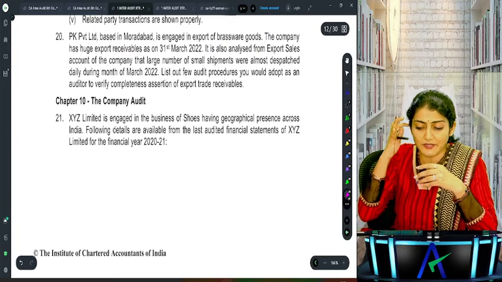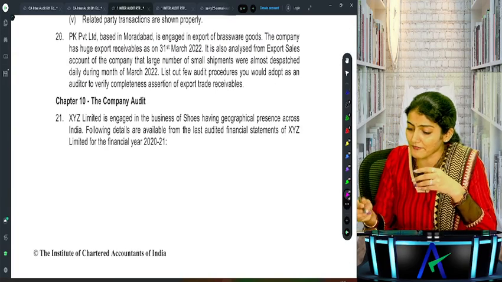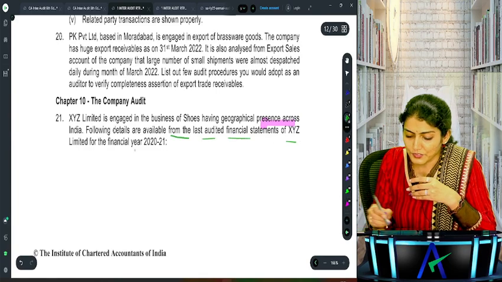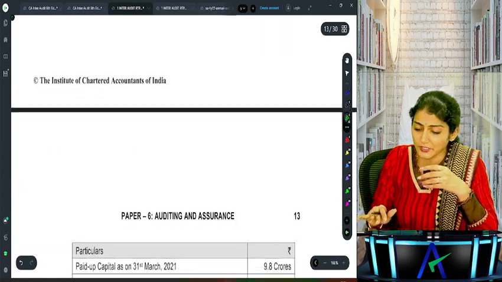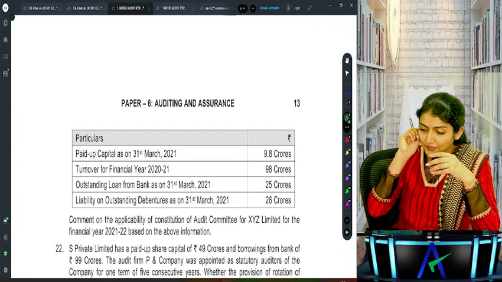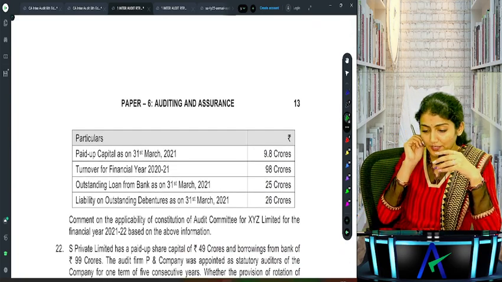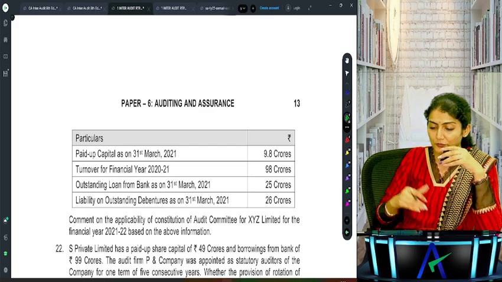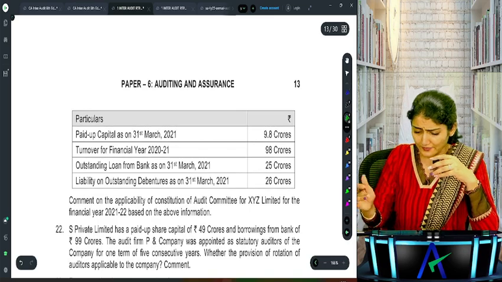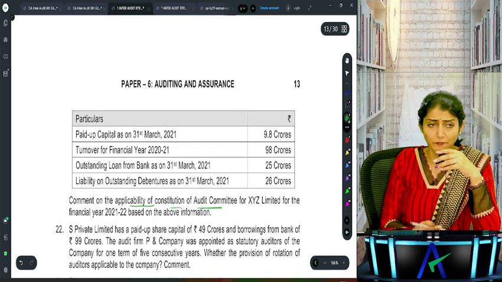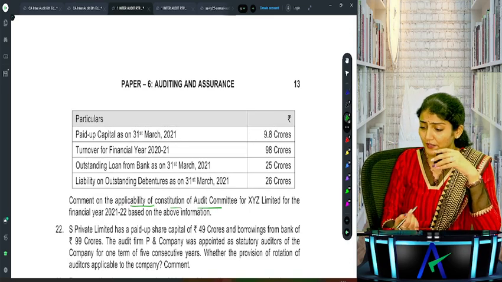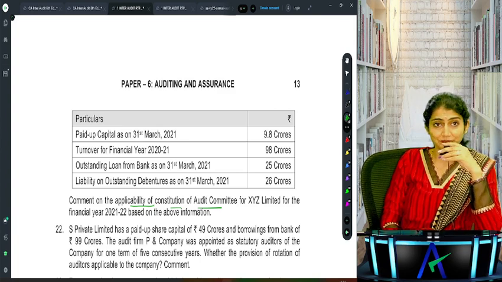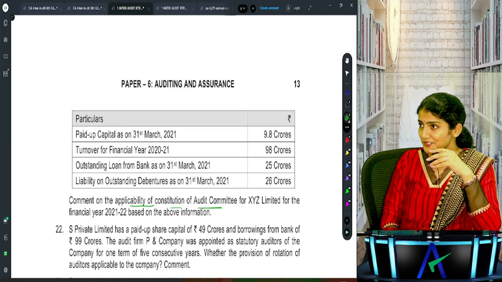So XYZ Limited is engaged in the business of shoes having geographical presence across India. Following details are available from the last audited financial statements for financial year 2021. Paid up capital 9.8 crore, turnover 98 crore, outstanding loan from bank 25 crore, list of liability of outstanding debenture 26 crore. Comment on the applicability of the constitution of audit committee for XYZ Limited for 21-22 based on the above information. They have to constitute.